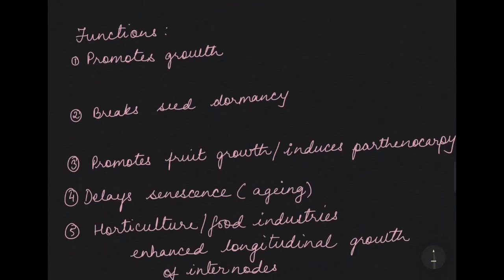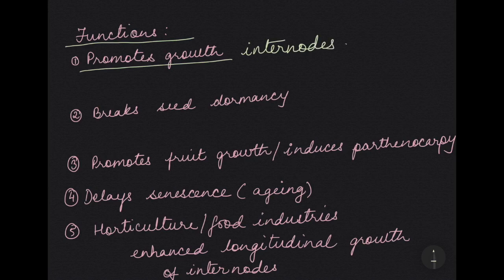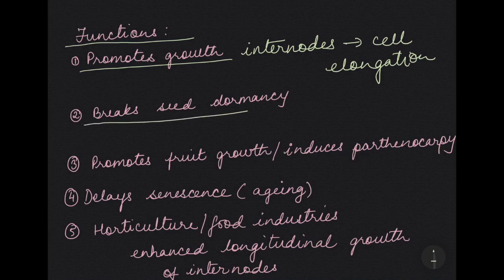Now moving on to the functions of gibberellin. The main function of gibberellin is to promote the growth of internodes by means of cell elongation. So how do internodes grow? By cell elongation. The next function is gibberellins help in breaking the seed dormancy.